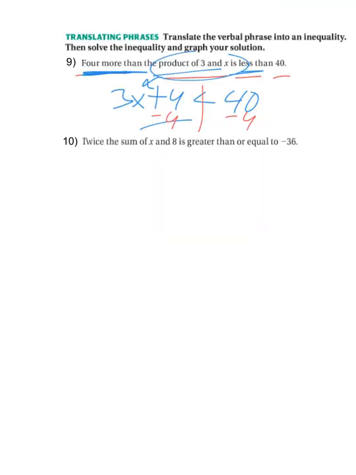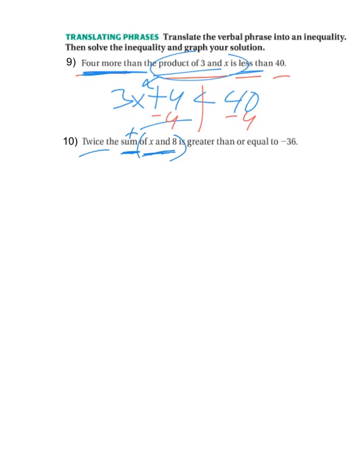And I'll just start setting up the second one as well. Twice the sum. Twice means I'm going to take 2 times something, right? And when you say sum in these kinds of problems, it means that you're going to group the next things together that you're talking about. So the sum means I'm adding the sum of these two things, x and 8.